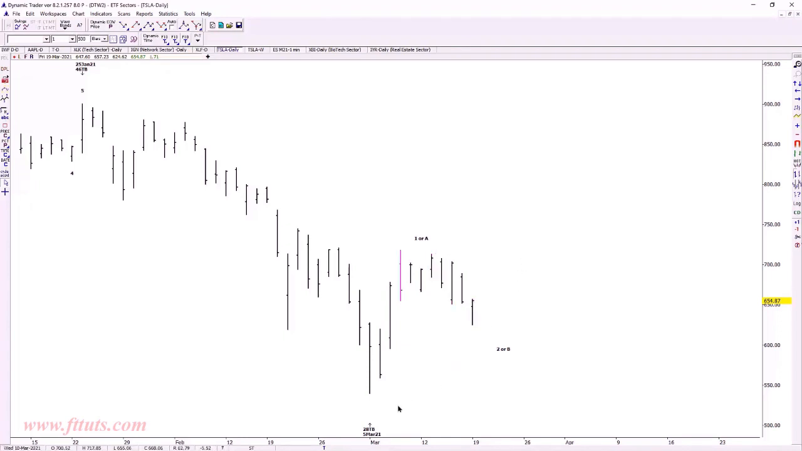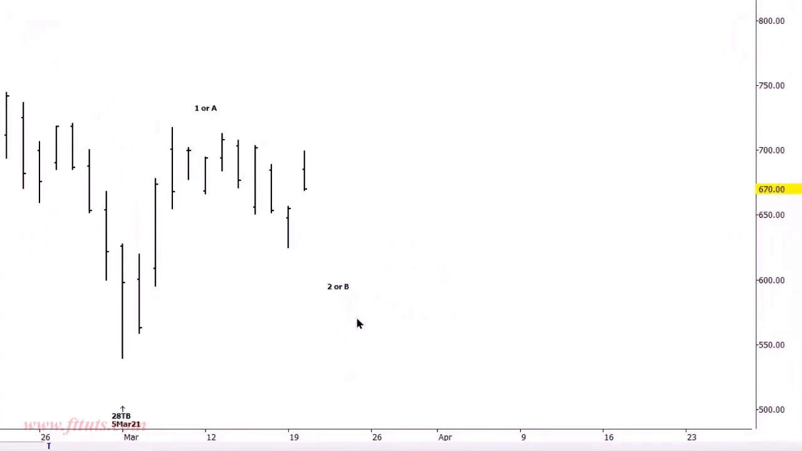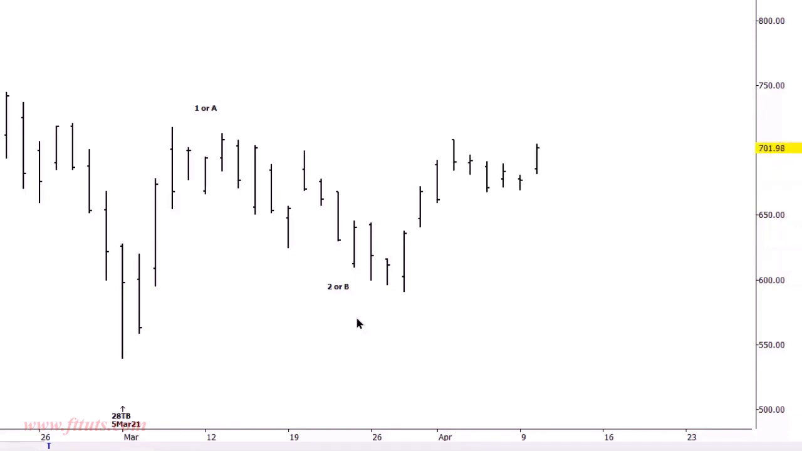Because if it's a correction, it should be at least 3 distinct sections. And if it's the beginning of a bull trend, of course, we'd have the wave 1 or A, the 2 or B, and then we'd continue to a new extreme. So let's continue to add some data. Okay, let's take a look at where we're at so far.